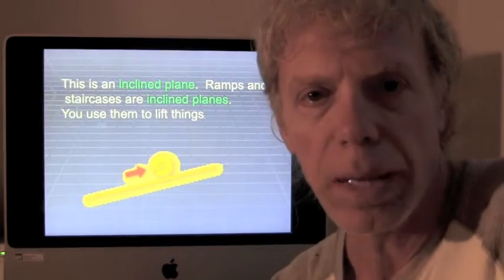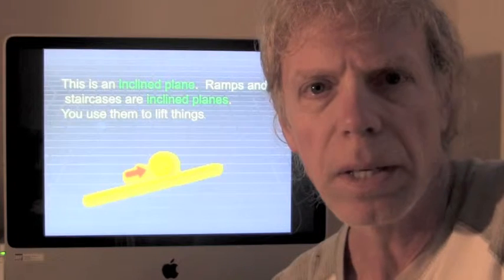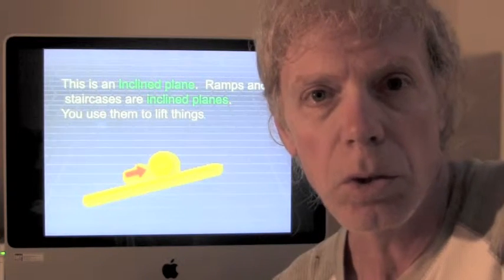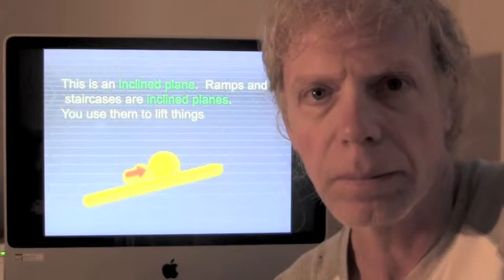An example of an inclined plane that you might see every day would be a handicap ramp going into your school, for example, or a bicycle ramp down at the local park.